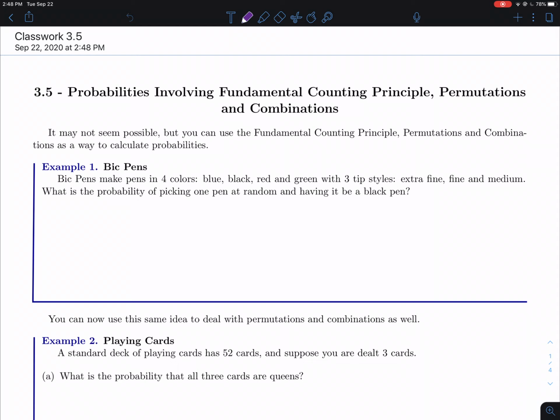So today we're actually finishing up our probability section. What we want to do is continue the work we were doing the other day by talking about probabilities involving the fundamental counting principle, permutations, and combinations. So let's just jump right in and do some examples so we can see what's going on.